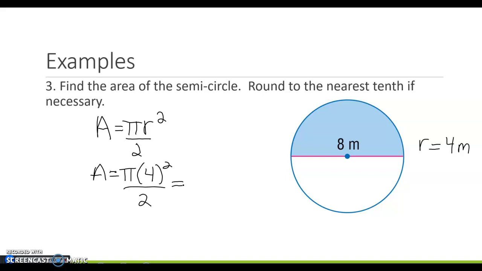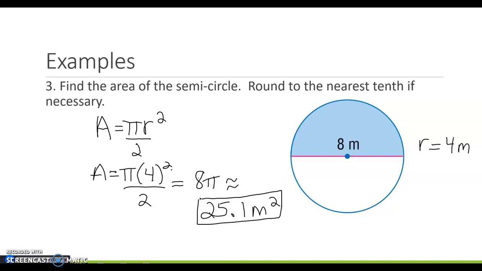An exact answer would be 4 squared, which is 16. 16 divided by 2 is 8 pi. That would be the exact answer. Rounded would be 25.1 square meters. 25.1 square meters for the area.